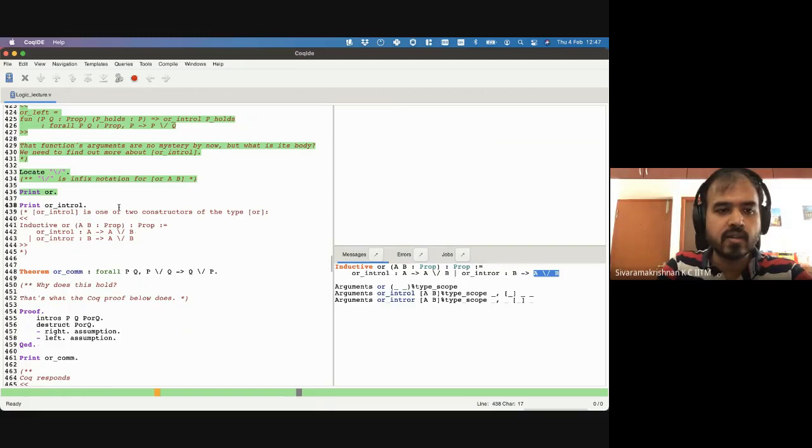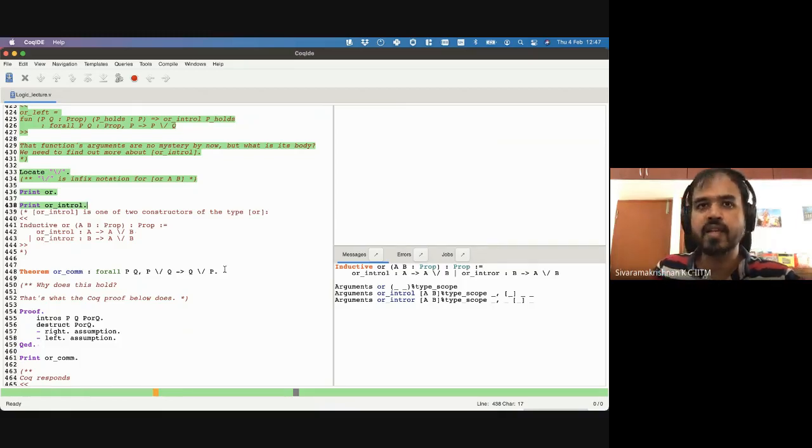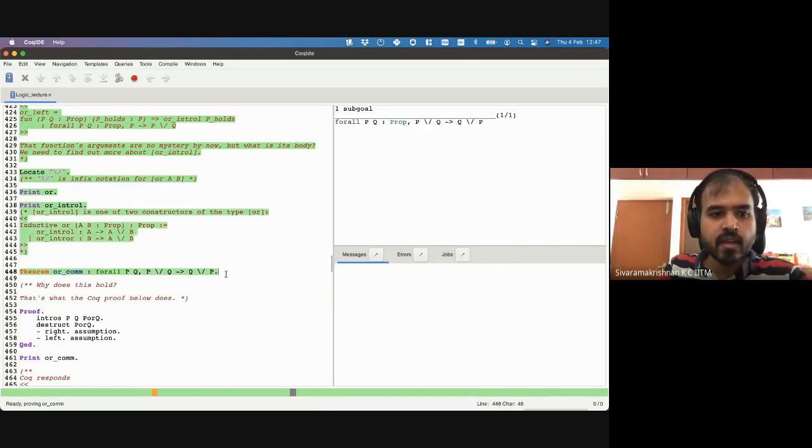So yes, you can print arbitrary things. If you print or_introl, you will get the same type definition. I think we saw this in 3100 as well in the simply typed lambda calculus lectures, and we are repeating the same thing here. So we had inl and inr as the constructor names there, and we use or_introl and or_intror here. So using that, we can prove certain things.